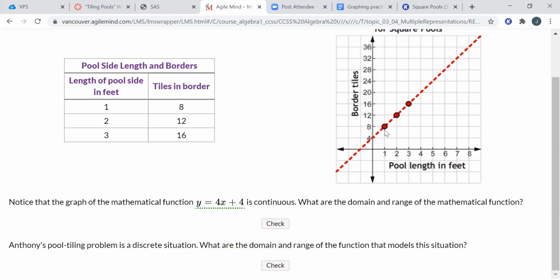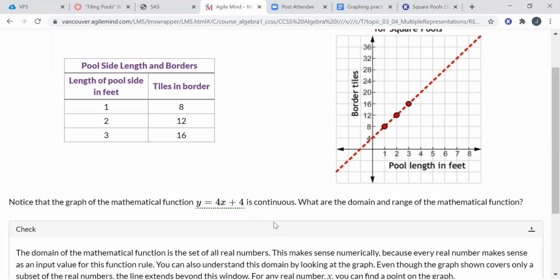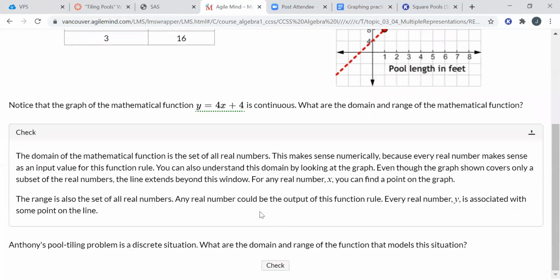So instead of 1, 2, 3, 4, 5 as the points I'm graphing, I can graph anything in between, which is why when you graph a line, it's a solid line because everything on that line works. You're allowed to plug in any of those numbers and it works. So what are the domain and the ranges of this function? Well, they are all real numbers. That's what we say. We say all real numbers.